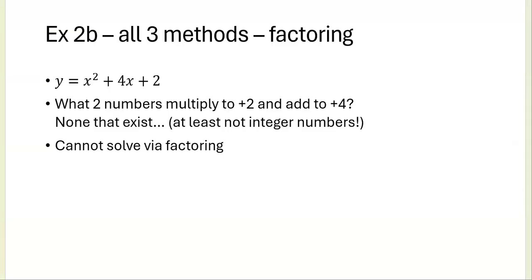How about factoring? Can we think of two numbers that multiply to 2 but add to 4? I can't think of any, at least not integer numbers. That's foreshadowing of what I'm going to explain in a bit if you're interested and for maybe more honors students. So I can't think of two integers that multiply to 2 but add to 4. So we just say can't solve via factoring. Okay, so we got to try method 3.